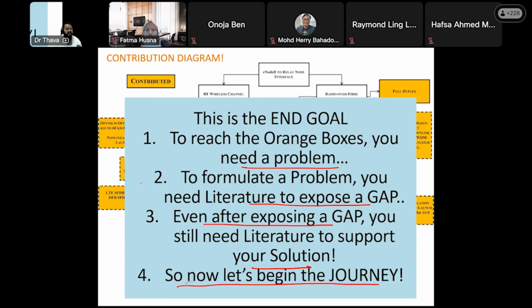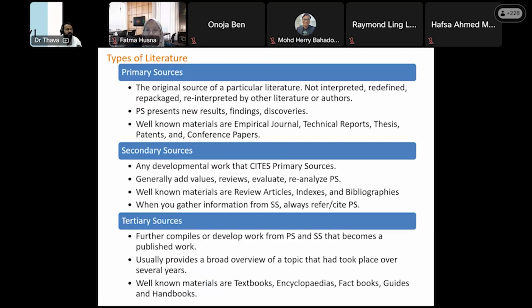So now let's begin the journey on why critical review is very important. From here is where I tie up the entire class. When it comes to literature, first we need to define what are the types of literature out there. We have primary sources, secondary sources, and tertiary sources.